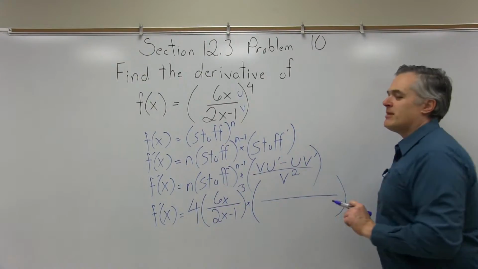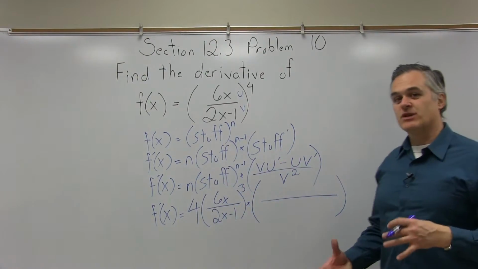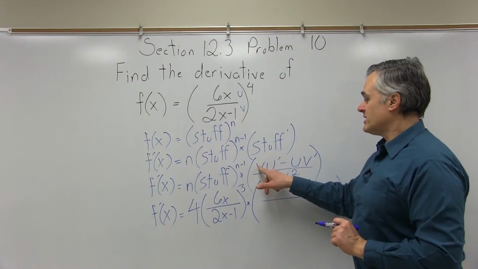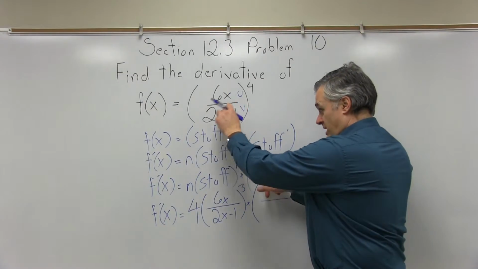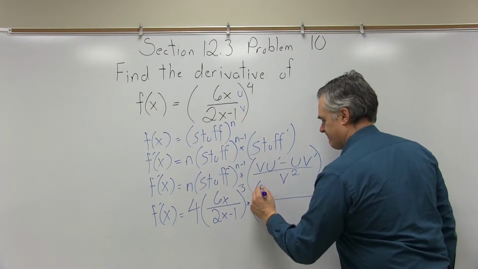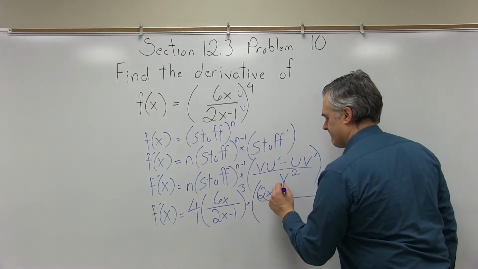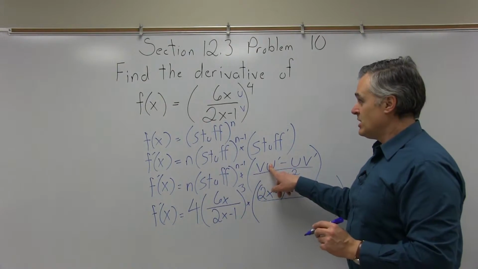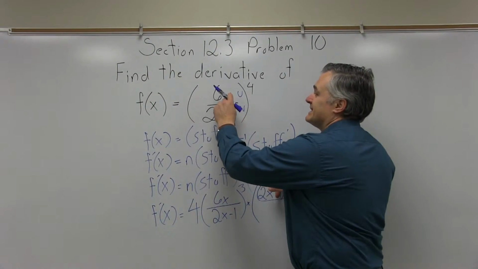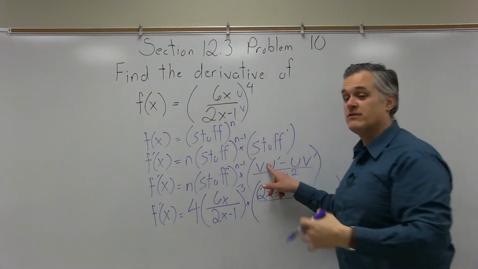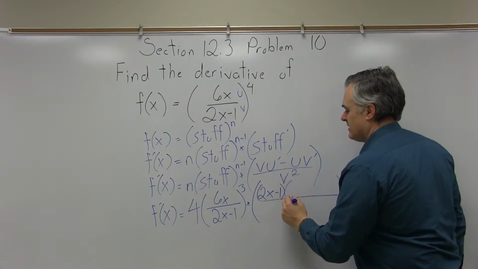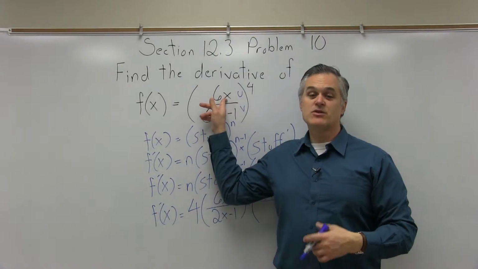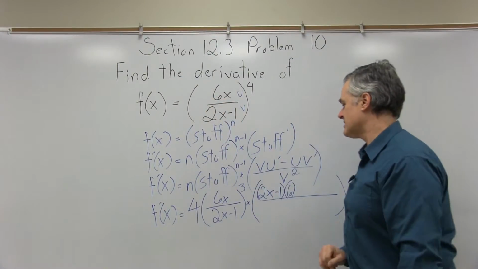To find stuff prime, I need to apply the quotient rule, because the stuff really is a quotient, a fraction with a top and a bottom. The first part of my quotient rule is v, the bottom, no prime, so just 2x minus 1, times u prime. Now u is the top, 6x. U prime is the derivative of 6x, or just 6. When you take the derivative of something with just an x to the first power, the derivative is the number in front of the x, which in this case is 6.